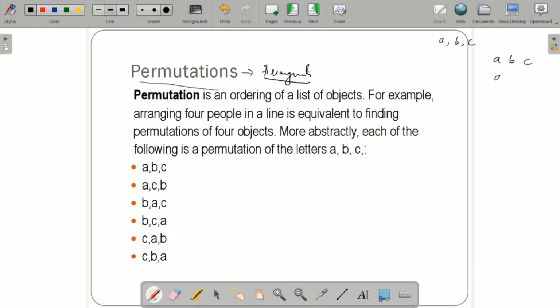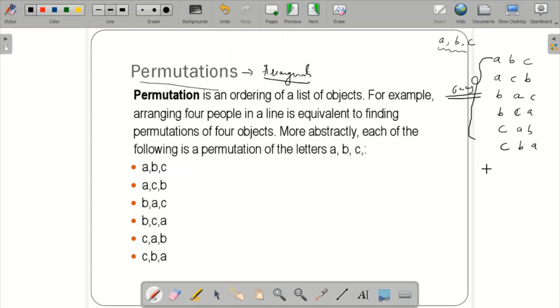After that I can keep A as it is, and I can arrange A, C, B. Then I'll keep B first. I'll place B in the first location, then I can arrange A and C. Then again B first, I can arrange in the format B, C, A. Then I'll keep C in the first position of the bench. Then it can be C, A, B, and then C, B, A. So if I try to do the arrangements of these three objects or these three people, I can arrange them totally in 6 ways. So this arrangement is nothing but the permutation.